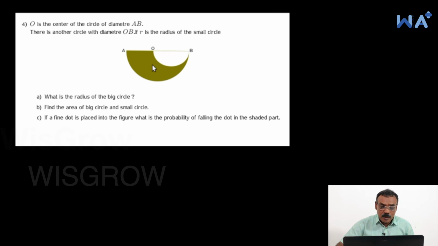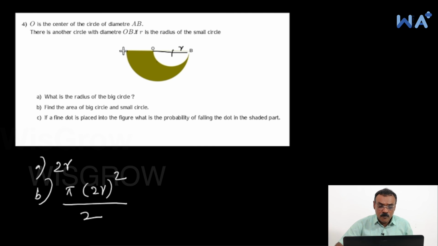If the radius of the small semicircle is r, what is the radius of the big semicircle? That is 2r. A is equal to 2r. B, find the area of the big semicircle and small semicircle. Big semicircle: pi into 2r squared divided by 2. Full circle area ആണല്ലോ pi r square. Therefore pi into 4r square by 2, that is equal to 2 pi r squared.